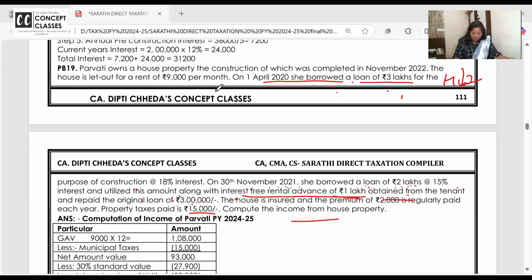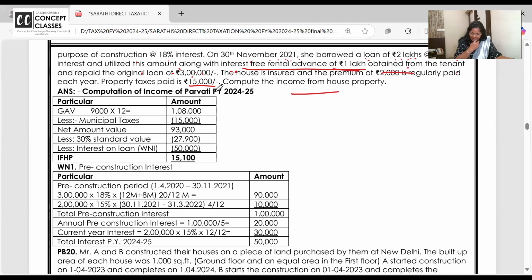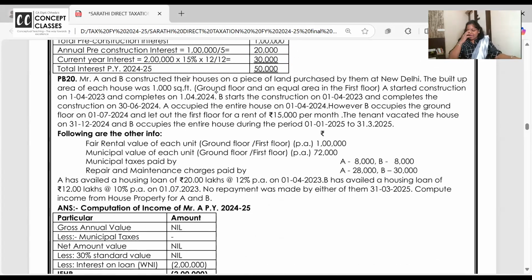Next one is 20th sum. 19th we have just done. 20th, A and B. Read carefully. It is an easy problem, but with a lot of data.